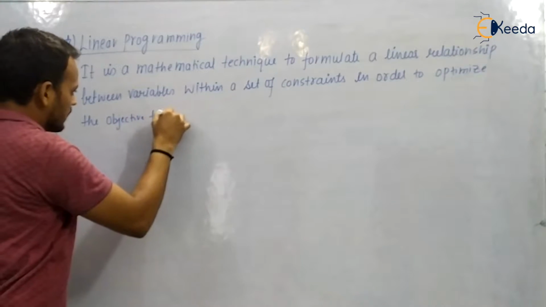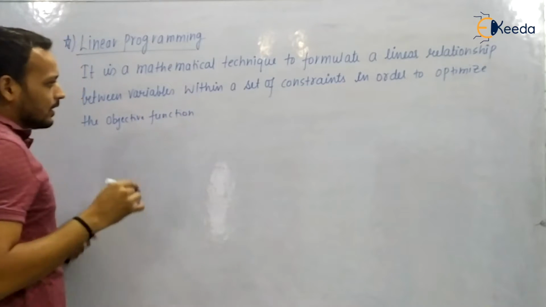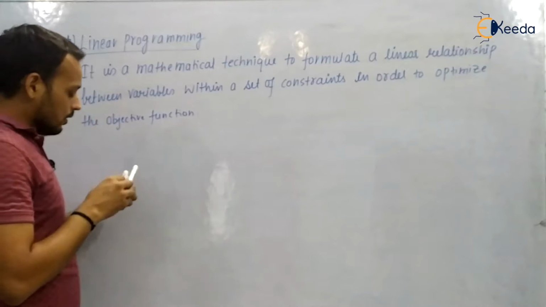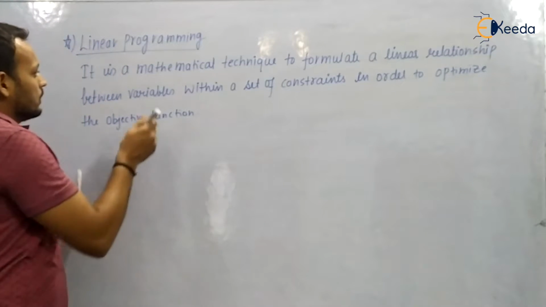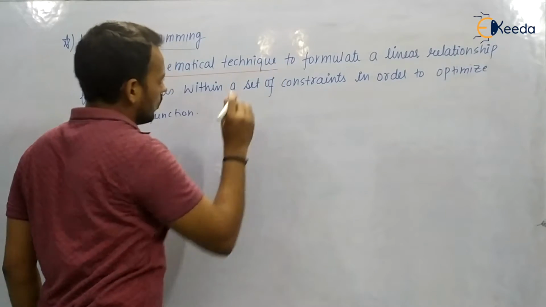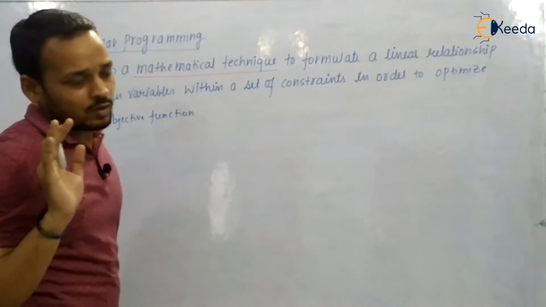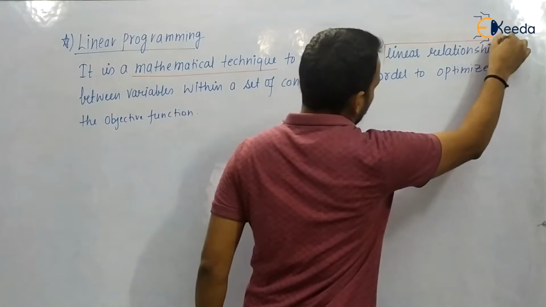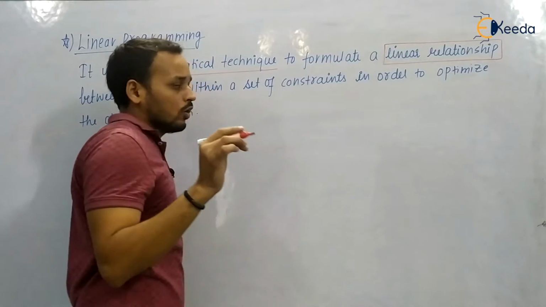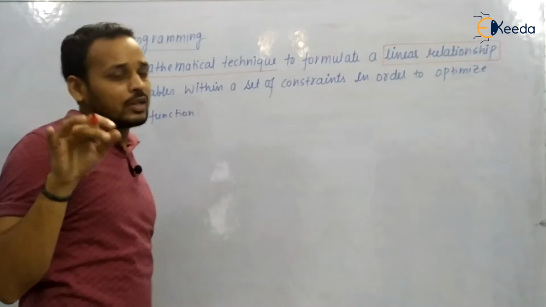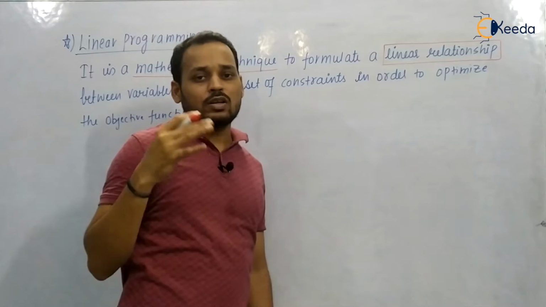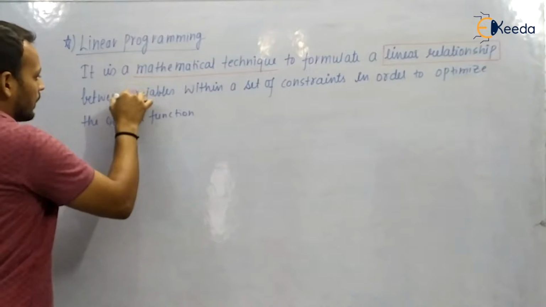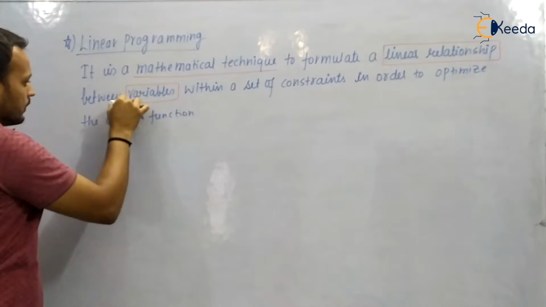Some special words are there in this statement. The first is that it is a mathematical technique, so we are going to apply maths. That is very common. And to formulate a linear relationship, we have to look only for the linear relationship; we cannot look for a non-linear relationship. I will tell you what a linear relationship or a non-linear relationship is. Linear relationship between variables.